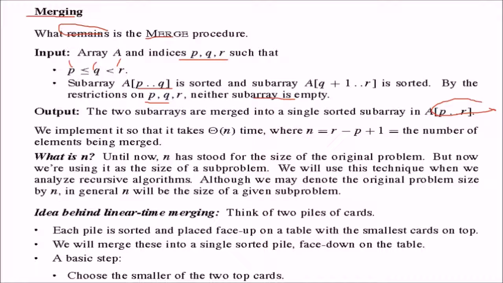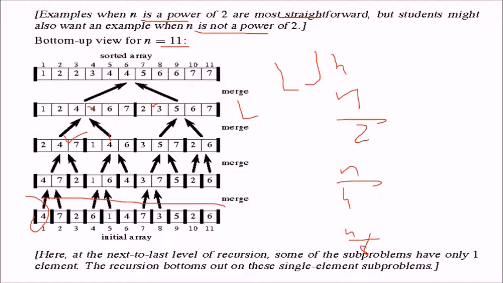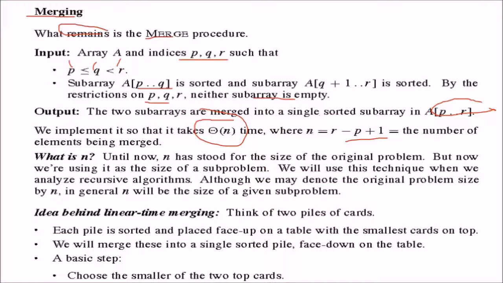So we implement it so that it takes a running time of order of n, where n is r minus p plus 1. This is the number of elements being merged. So ultimately there are n elements, and these are to be merged. So we have order of n.